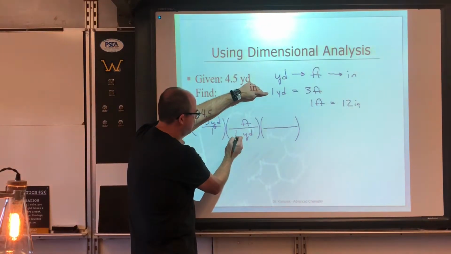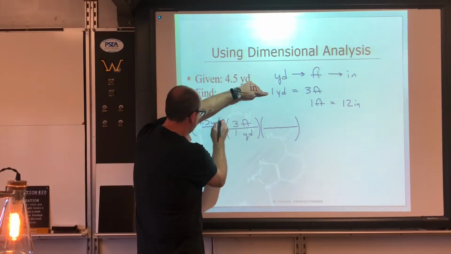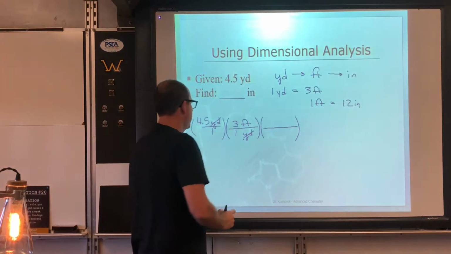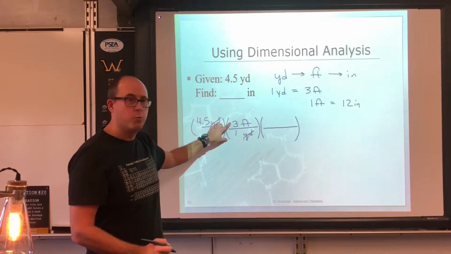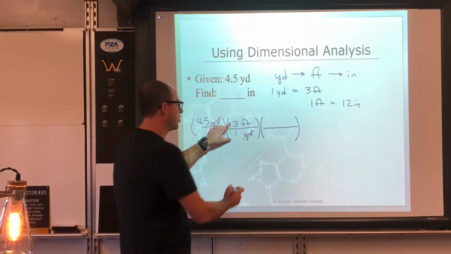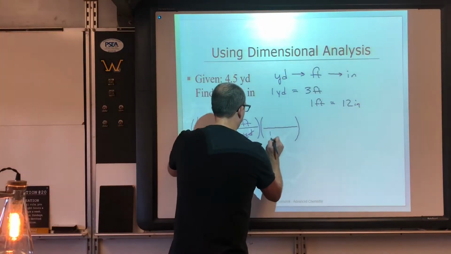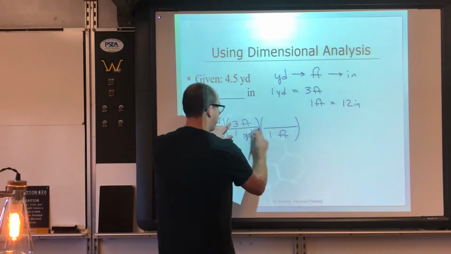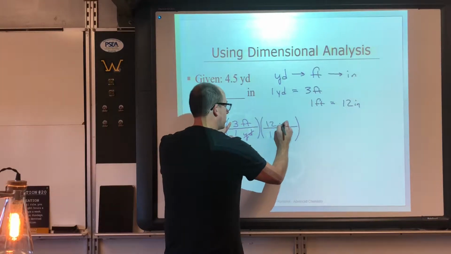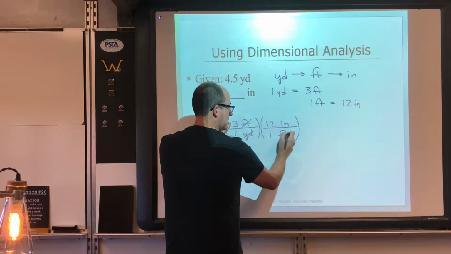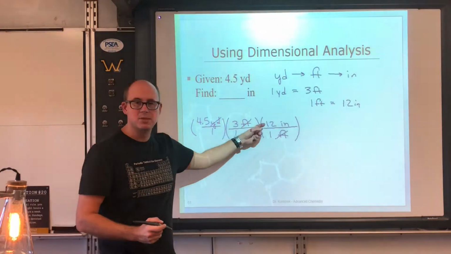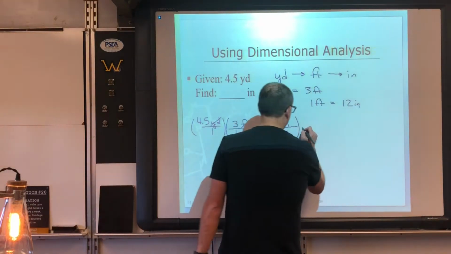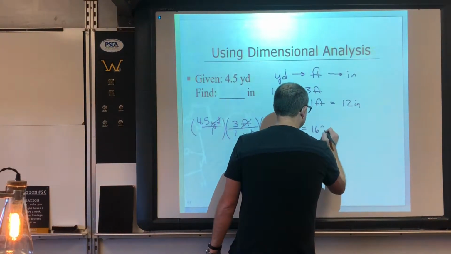The number is 1 yard and 3 feet, so yards cancel. And if we were to solve the problem right now, we would have an answer in feet, but we were asked to find inches, so we do one more conversion factor right here. We'll put 1 foot on the bottom so that foot cancels out with 12 inches up top. So cancel your feet, and you're left with 4.5 times 3 times 12, which comes out to, I believe, 162 inches.